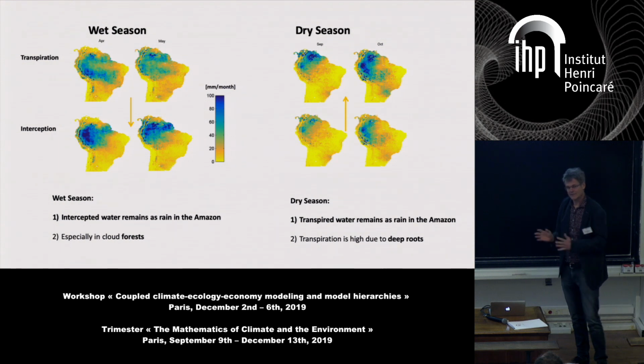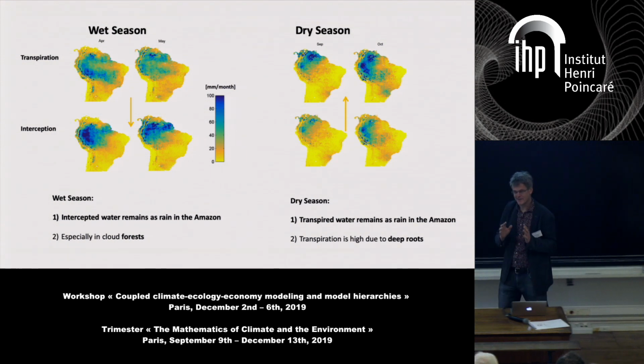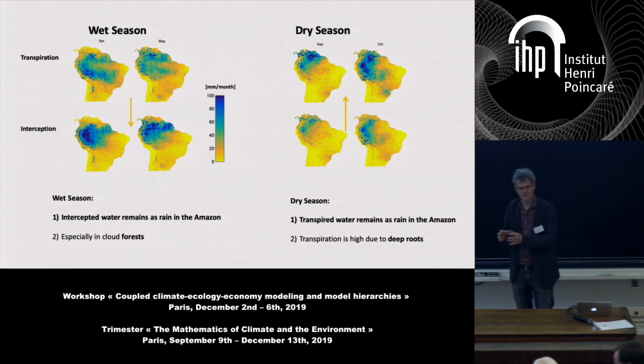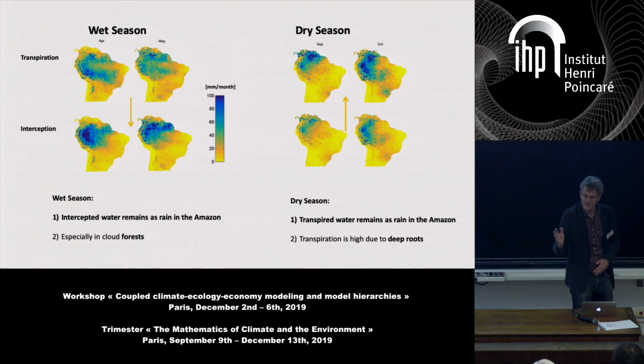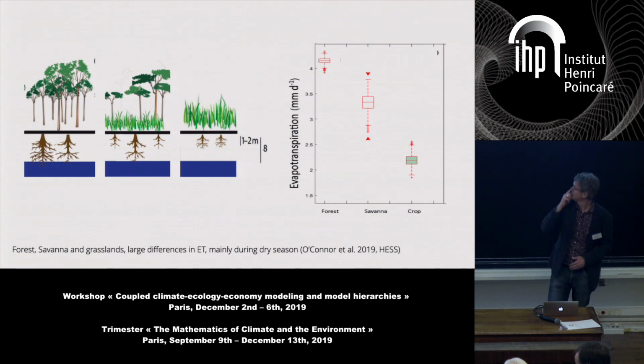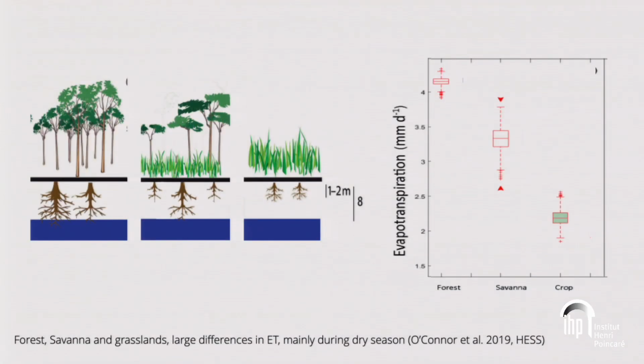And there we really have a big difference between this deep-rooted vegetation and these more shallow-rooted grass systems, savanna systems, or crops. Of course, we have all these transitions to crop systems in the Amazon. This is a paper by one of my PhD students in Hesse, and he tried to find out the differences between forested systems, savanna systems, and cropland systems in the Amazon on the evapotranspiration.